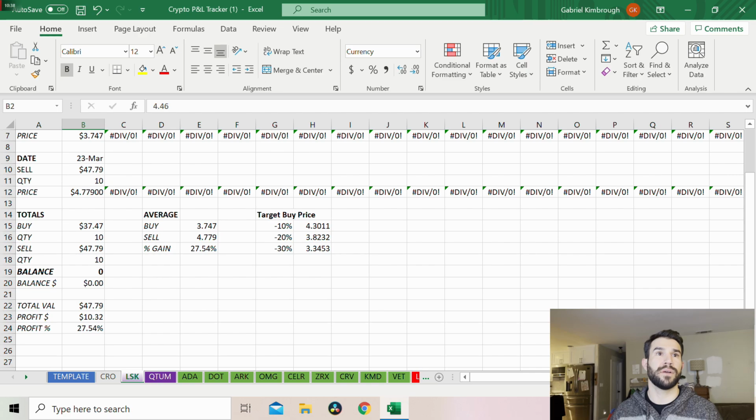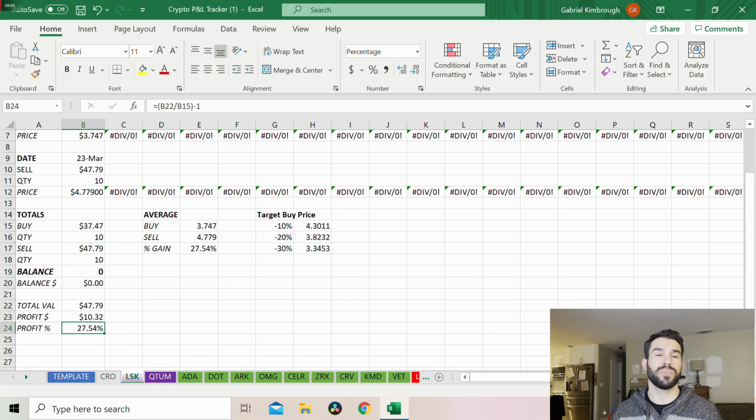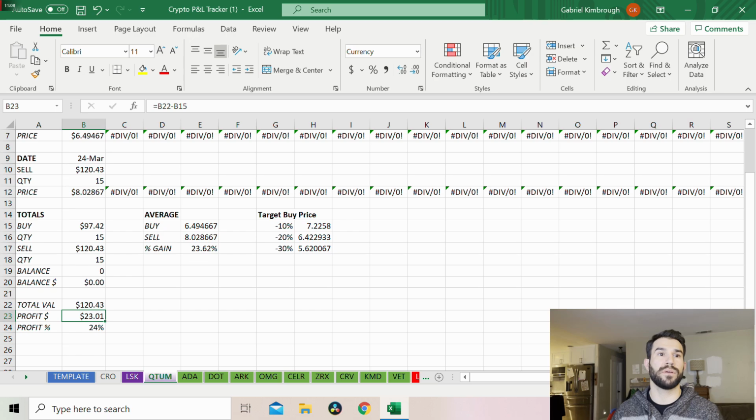But you can see down here, $37 purchase, sold, was it 6 days later for $47, so 27% profit. Not too bad, obviously not a lot of money because it wasn't a big investment, but clearly if you are investing more money, you have more potential for gain, but also more potential risk as well. QTUM, this is another one I bought and sold at a profit. Pretty quick turnaround, 4 days, and I made a 24% profit, made $23.